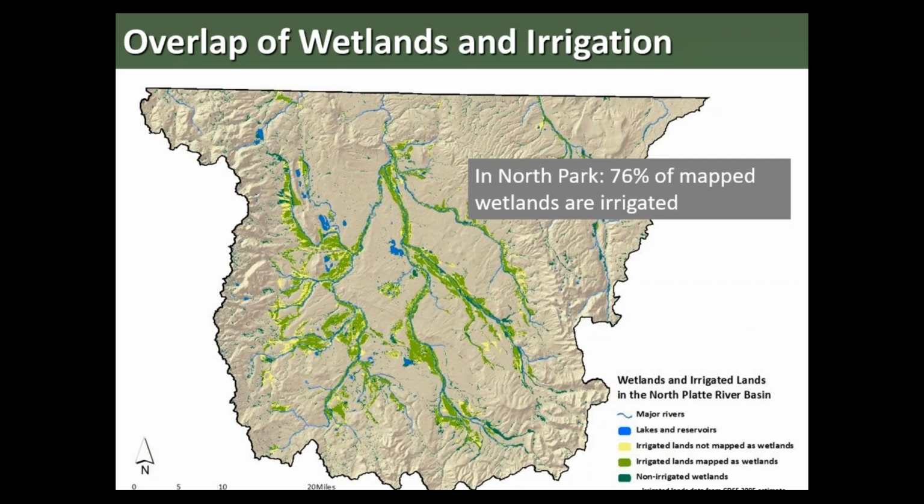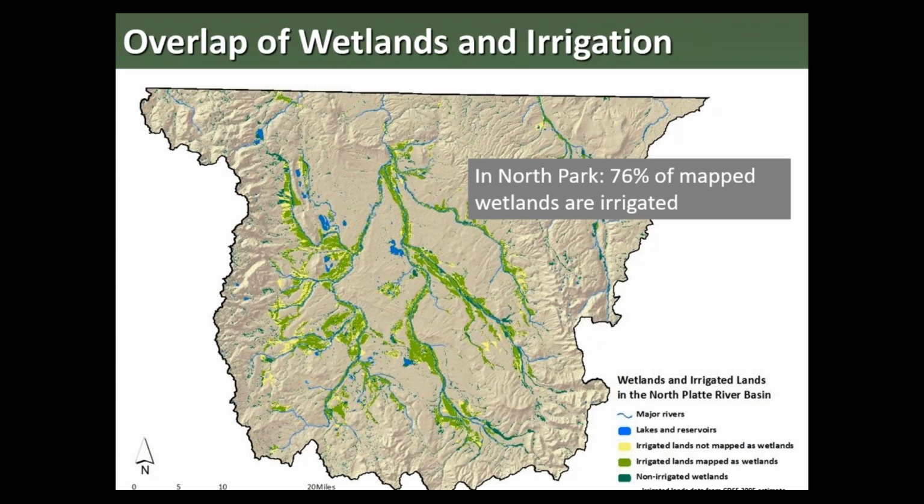What we found in studying mountain parks is that a high percentage of mapped wetland acres occur on lands that are also irrigated. In the most extreme example in North Park, 76% of mapped wetland acres are also mapped as irrigated lands, here shown in light green. The overlap is smaller in other parks and valleys, but is still as high as 30 to 50%.